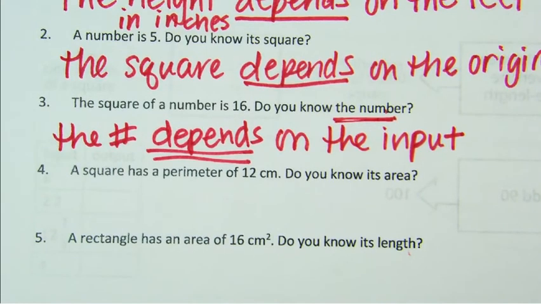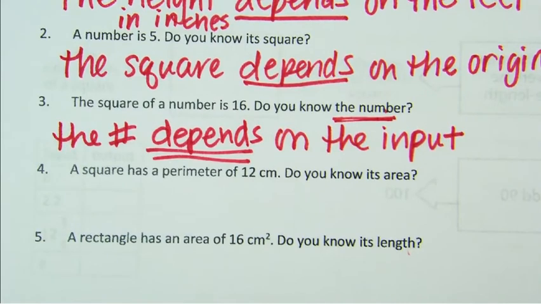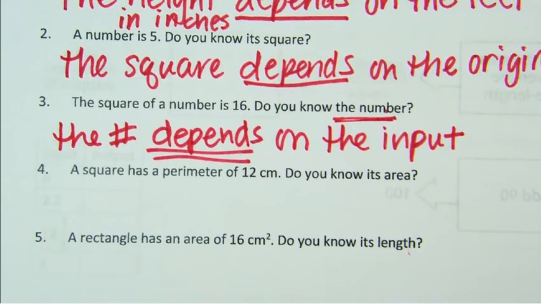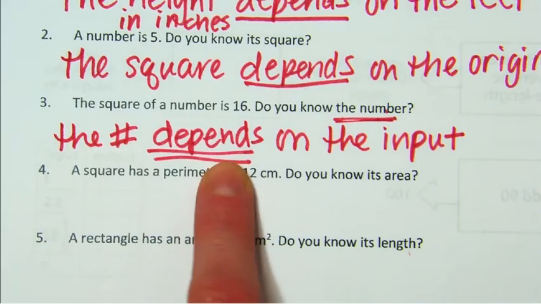So if I say, what's the answer going to be? What's the output going to be? Well, it depends on what you put into the machine, right? Say, okay, we're going to run this machine again. What's our answer going to be? Well, it depends on what you put into the machine, right? So the number that I get depends on what I put in.